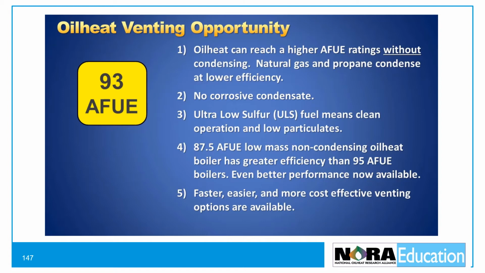Real annual efficiency achieved, 87.5% AFUE with a low-mass thermal purge oil heat boiler, has been demonstrated to outperform boilers rated at 95 AFUE. Building on this technology and increasing the AFUE ratings into the 90s further expands on the efficiency advantage over competing fuels. Superior venting materials are available, allowing faster, easier, and more cost-effective installations too.